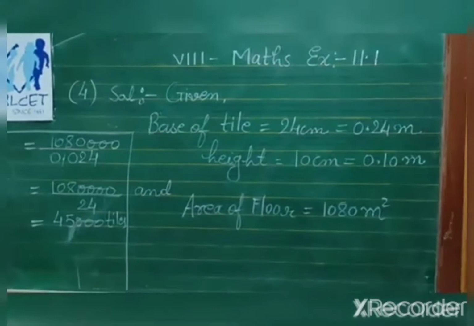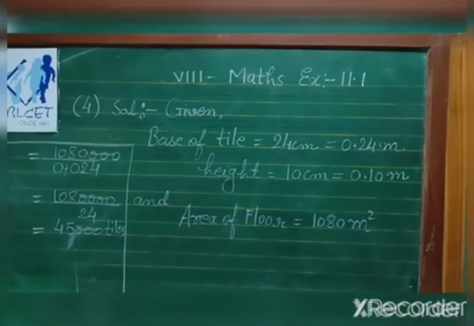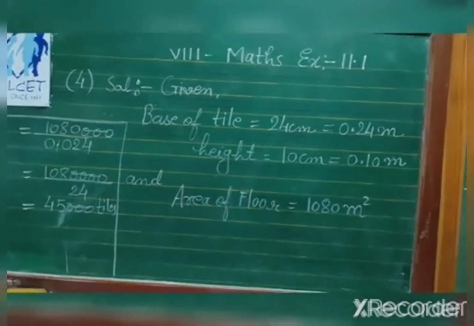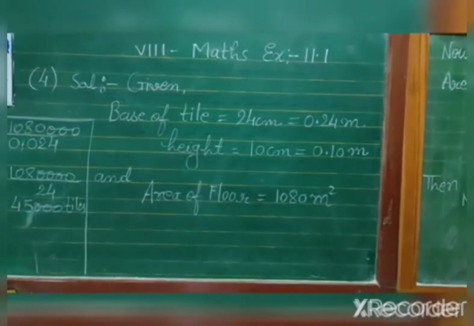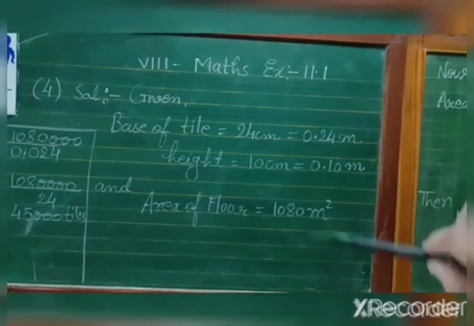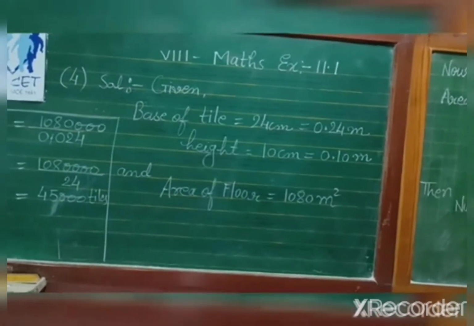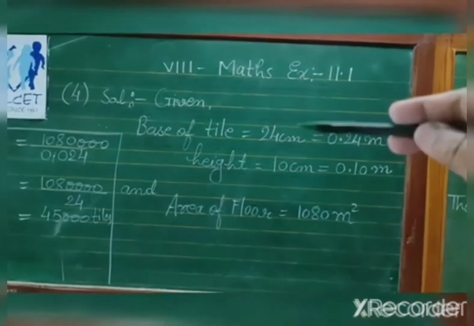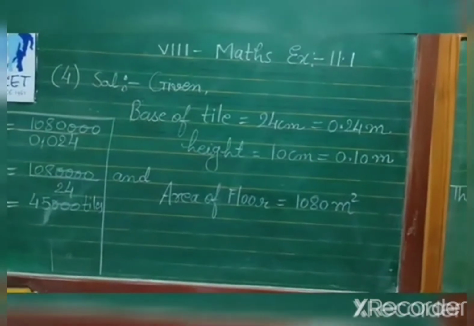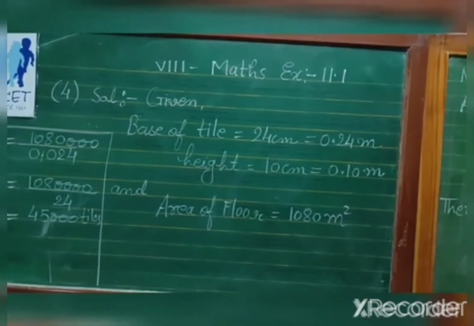Okay. So now let us start the fourth sum. Now see, given base of tile is equal to 24 centimeter, height of tile is equal to 10 centimeter, and area of floor is equal to 1080 meter square. So this base and height should be in the same unit. You can see here area of floor is given in meter square. So when we divide the base by 100, since 1 meter equals 100 centimeters, we will get 0.24 meter and here 0.10 meter.